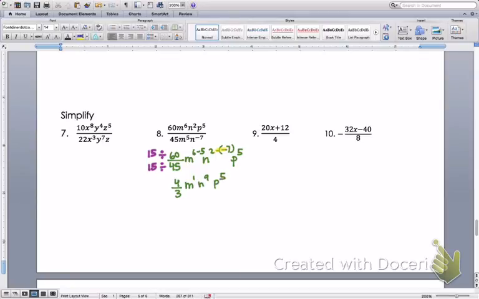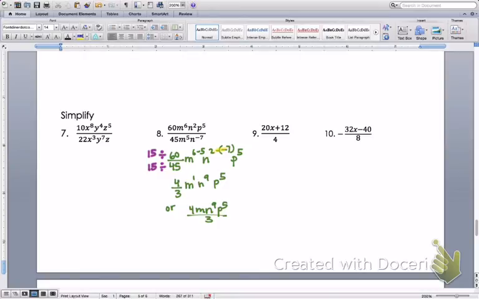Now in this case, I got no negatives, so I'm good. I can just leave my answer as is, or if you want to write it as a big fraction, you can write it as your other optional answer. You can write it this way if you prefer. Both answers are exactly the same.